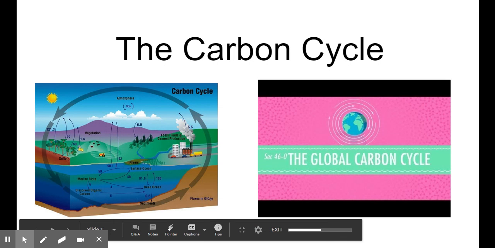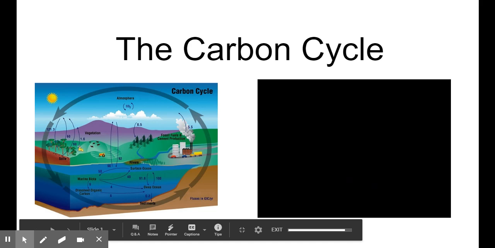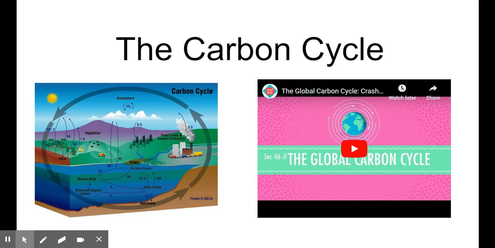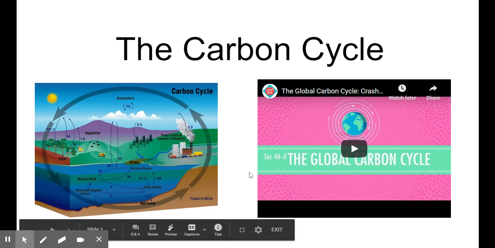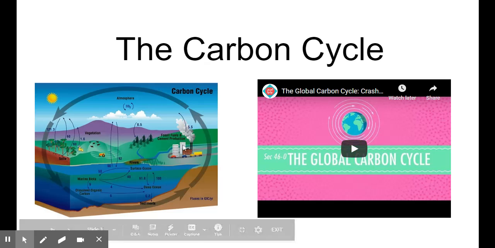All right, so we're looking at the carbon cycle today, and right here, this is a really good picture of what the carbon cycle is. Think about what you've learned as far as the water cycle. It's just kind of the same thing, right? It's the cycle of carbon through the different processes that happen on Earth.